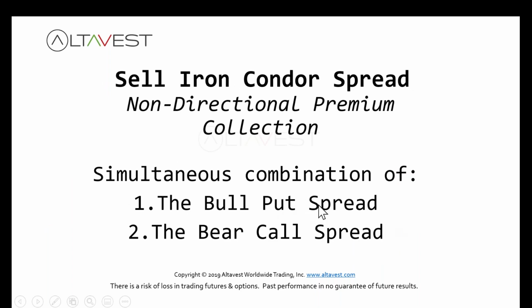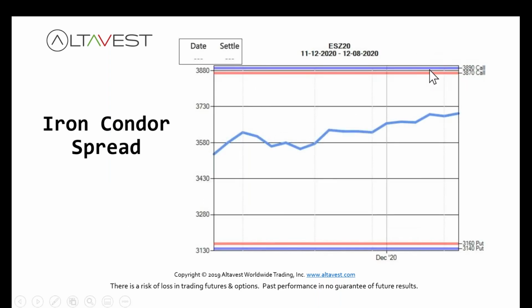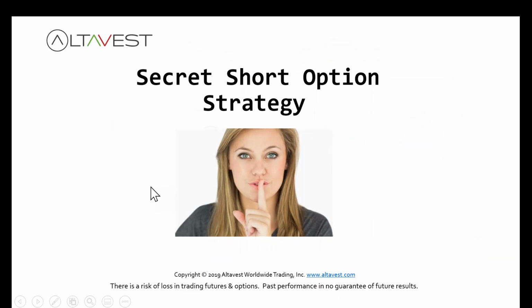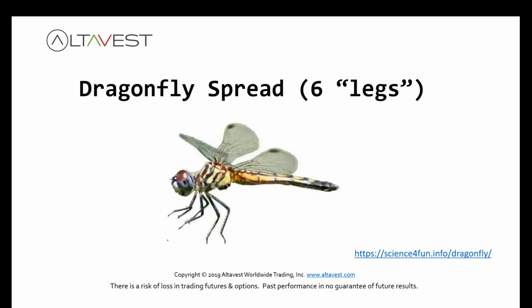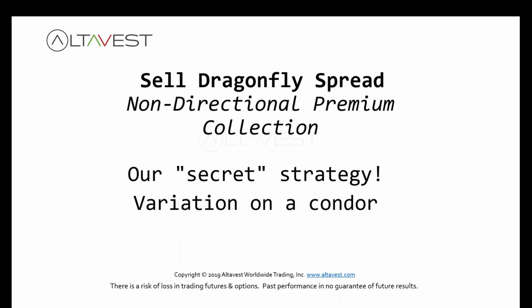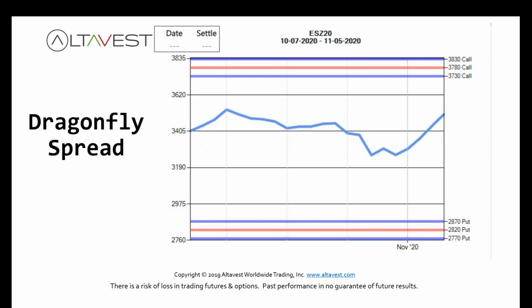So Iron Condor, it's a crazy name. Don't worry about the name, but it's just a combination of the put and the call spread that we just looked at. That's what it looks like. You sell a call spread out of the money and a put spread out of the money. You collect premium on a net basis for doing that, and you look for the market to stay in that wide range. But here's a secret strategy, and it's secret only because it's something we came up with, so you probably haven't heard it unless you've worked with us in the past. It's called a dragonfly. It has 6 legs, and I'm going to show you what it looks like. It's a variation on a condor. You're collecting premium, and here's what it looks like.